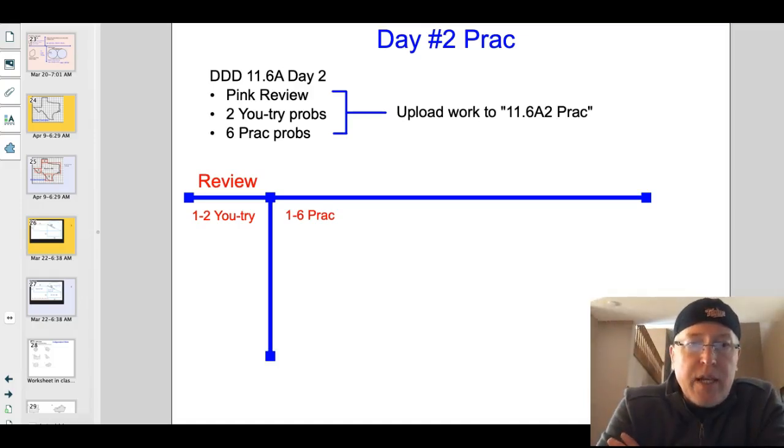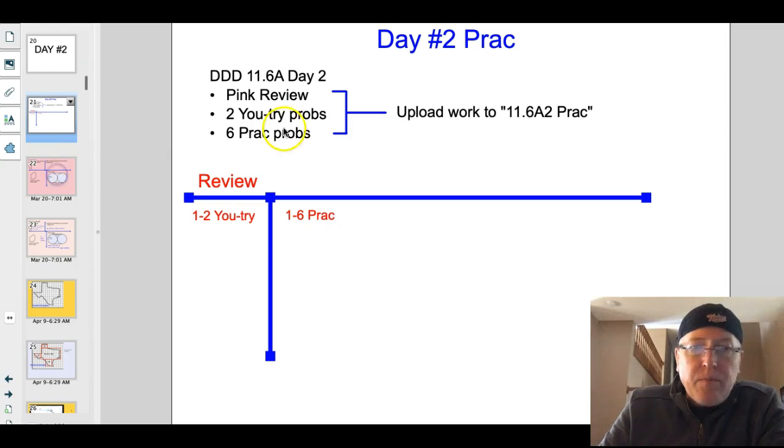This is 11.6a, day 2. The lesson's going to be very similar to yesterday's. We're going to do the pink review, 2 U-tries, and 6 practice problems. Let's do this thing.